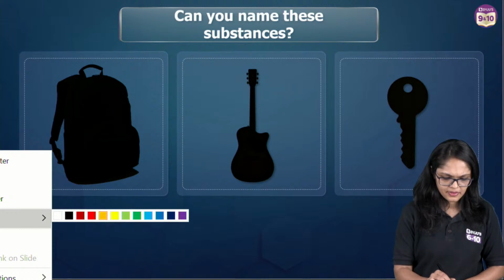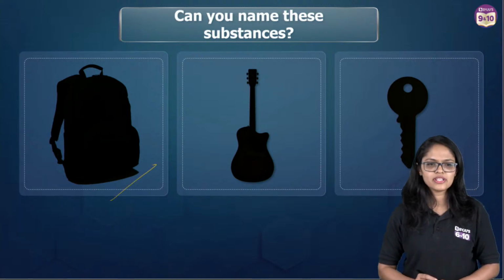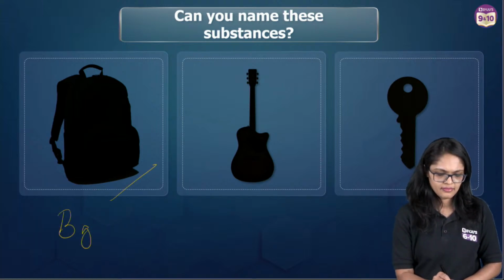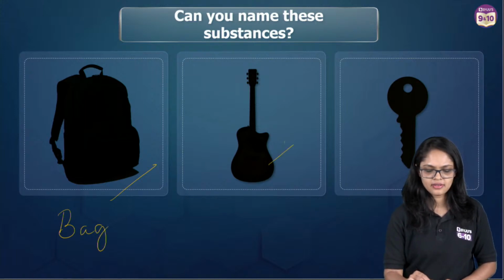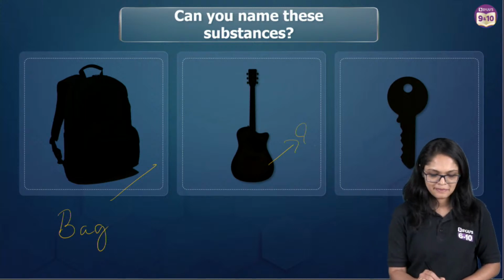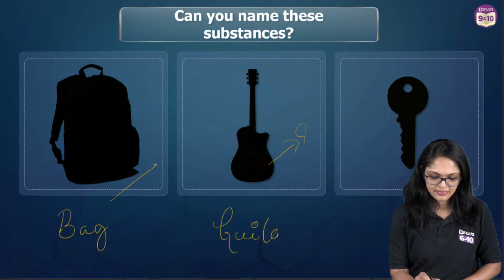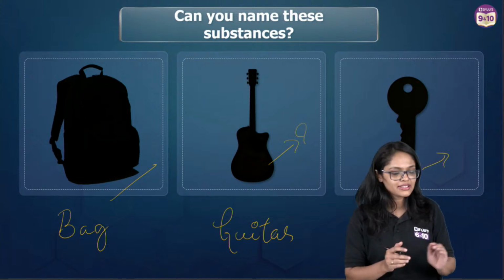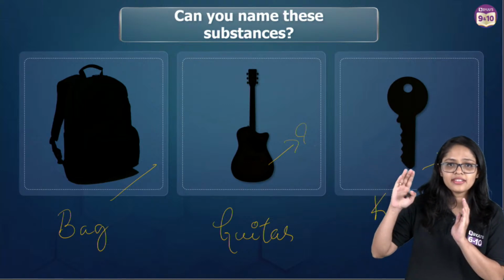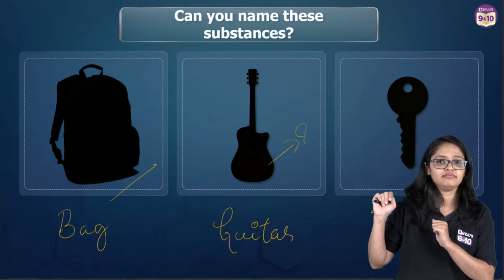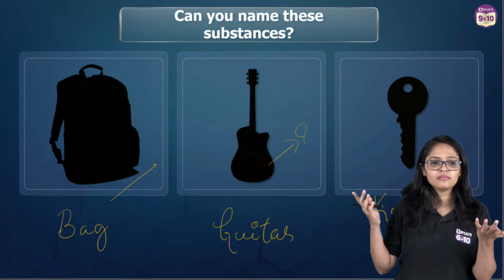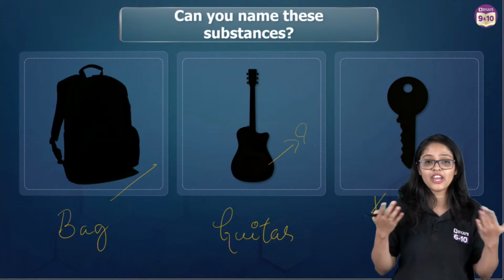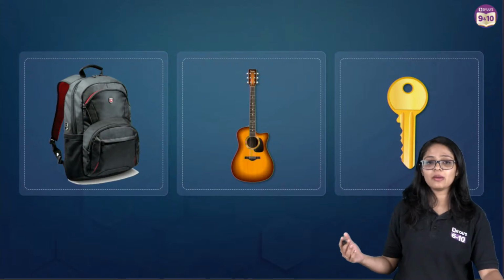So, what is this? This is a bag. And what is this? A guitar. And this is a key. How did you know that this is a bag, this is a guitar, and that's a key? It's because of the shape, right?